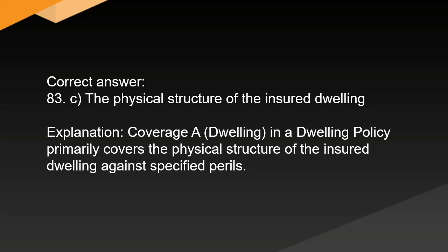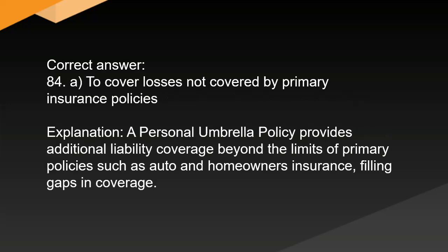Correct answer. C. The physical structure of the insured dwelling. Explanation. Coverage A, dwelling, in a dwelling policy primarily covers the physical structure of the insured dwelling against specified perils.